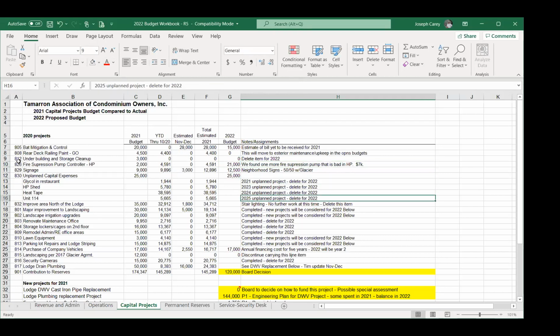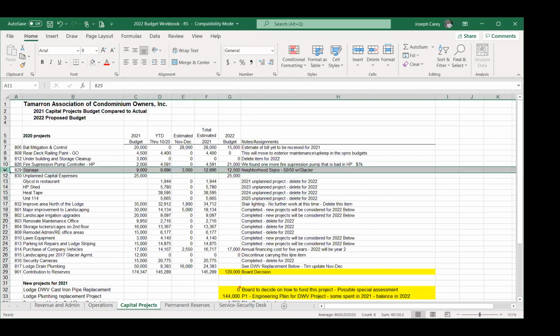I was really hoping we could cut that. Yeah, me too. I was hoping that was a typo. Yeah, something else we could. Signage, okay, here's another one.